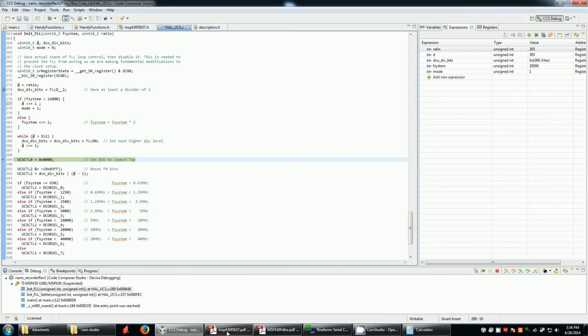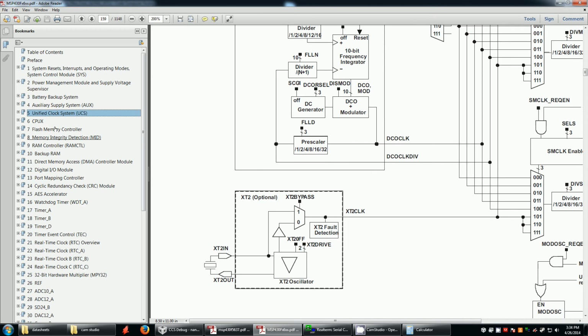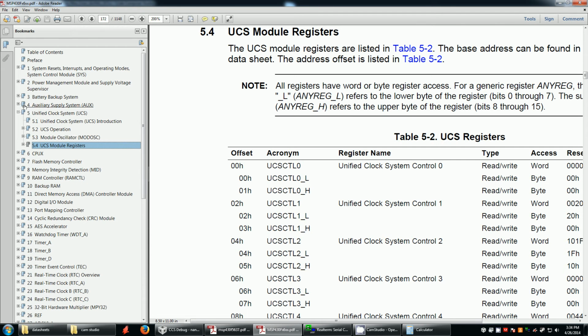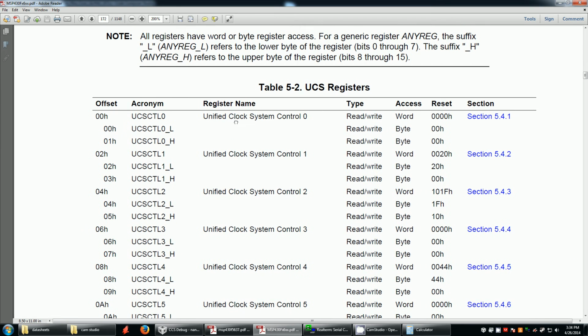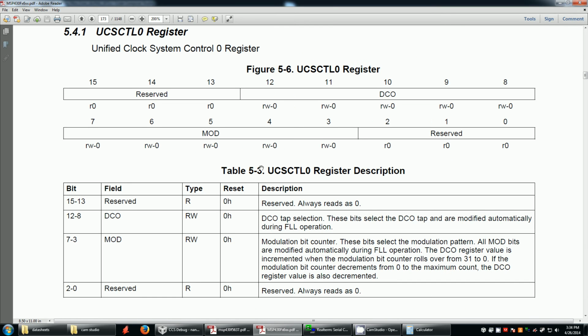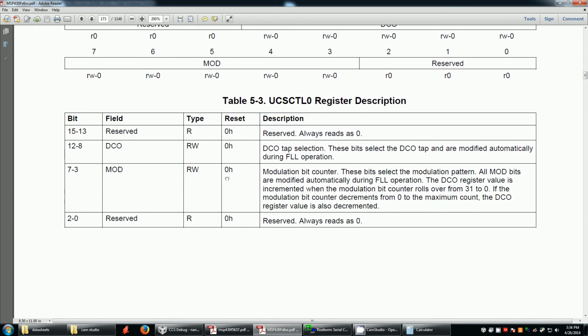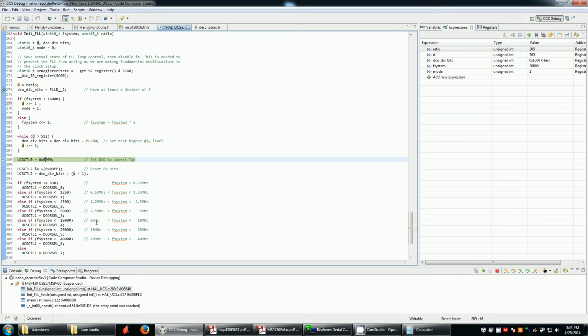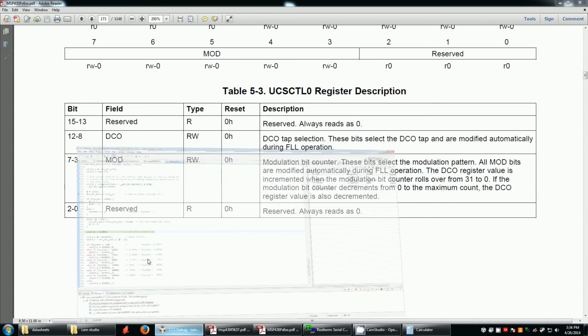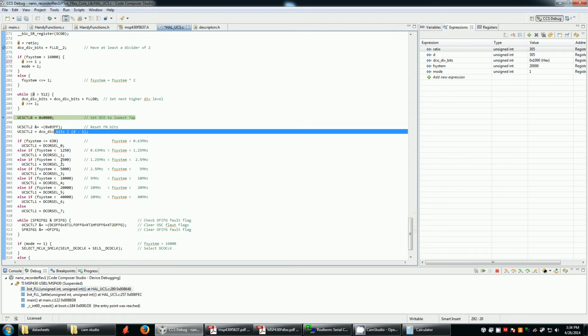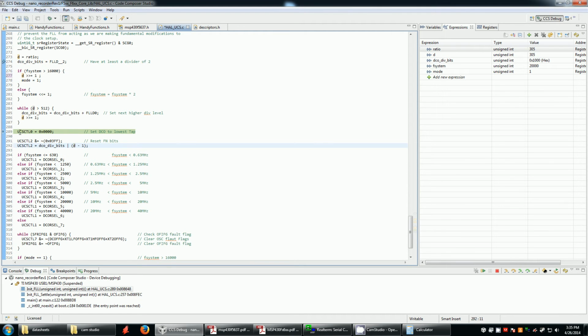We're clearing the control 0 register. And the control 0 register is, if we look at the register map, this is the register map. Unified control 0, unified clock system, UCS 0, and let's see. We set this to all zeros. So we reset this thing. So DCO tap selection. And it's going to be reconfigured by the FLL once it gets going, but you can think of it as presetting this. So that's, I set that to 0.